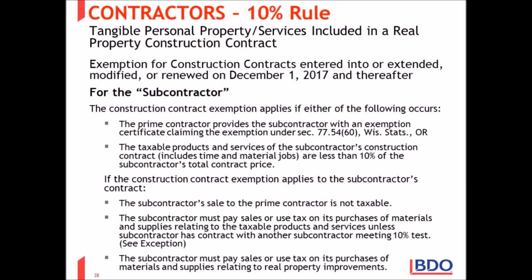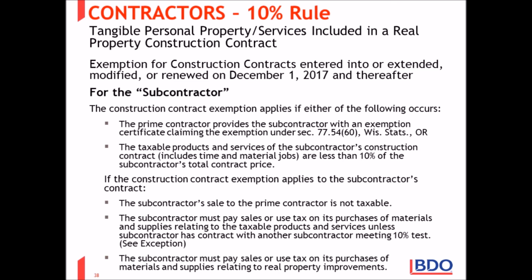So as I stated on the prior slide, even if the general or prime contractor's contract with the customer does not meet the 10% rule, as its taxable products are greater than 10% of their contract with the customer, but the subcontractor's contract with the general does meet the test, and again, that is, their taxable products are less than 10%, then you can apply the exemption to the subcontractor's contract. And again, we'll have a specific example that we'll go through to try and make this clear.